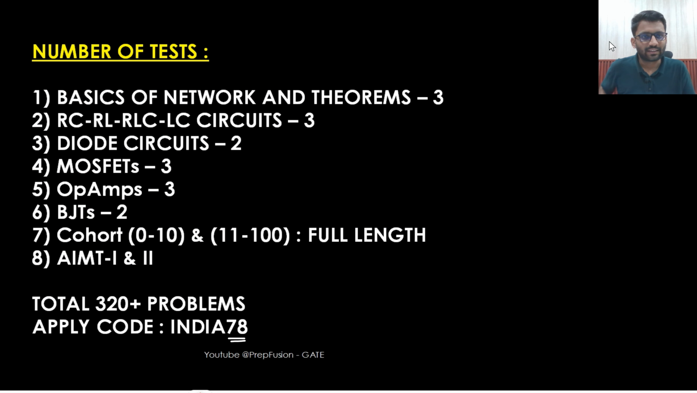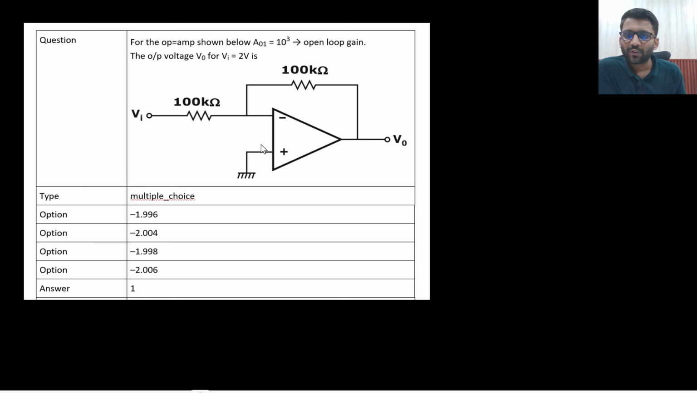Okay, then let's start with the solution. In this problem, what you need to find is the output voltage, but the op-amp is not ideal. The op-amp has a finite gain of 10 to the power 3 and Vin is 2 volt. So what will be your V naught? This is what they are asking.